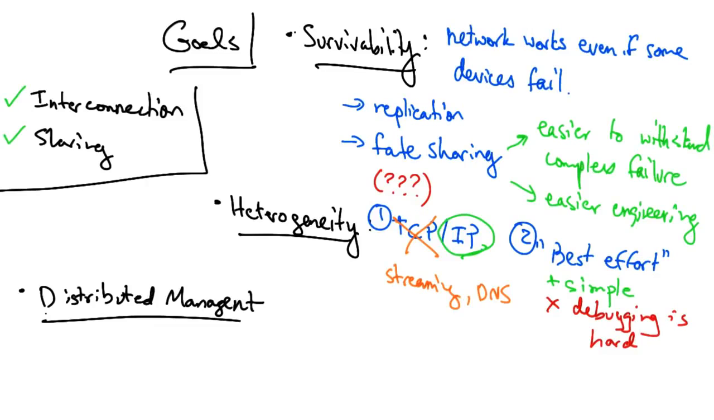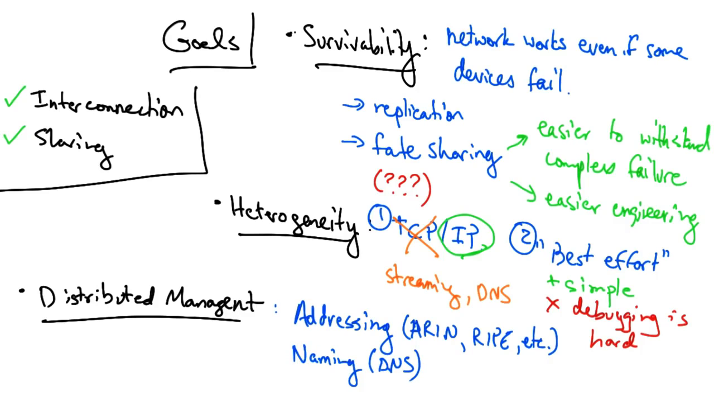Another goal of the Internet was distributed management, and there are many examples where distributed management has played out. In addressing, we have routing registries. For example, in North America, we have ARIN, or the American Registry for Internet Numbers. And in Europe, that same organization is called RIPE.